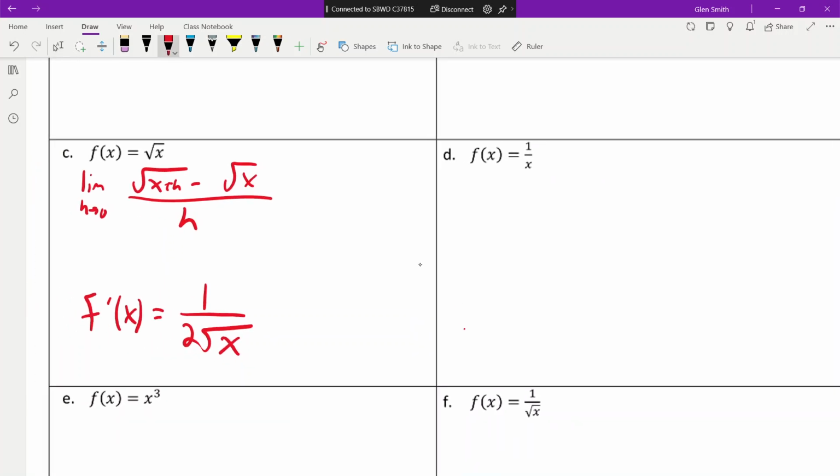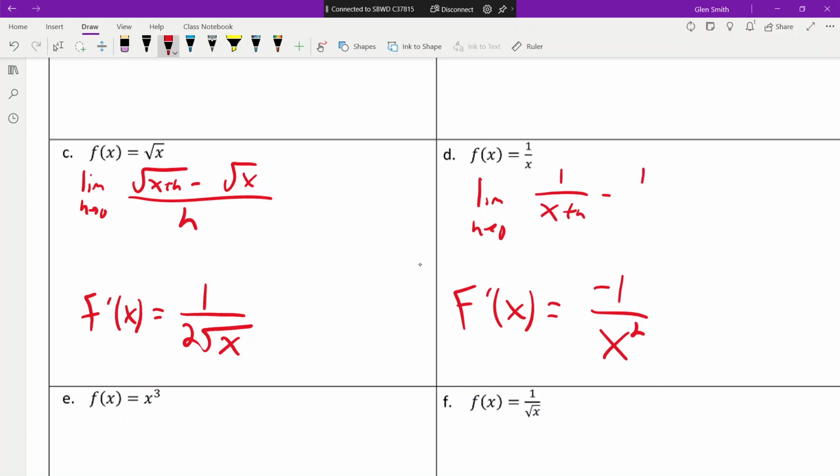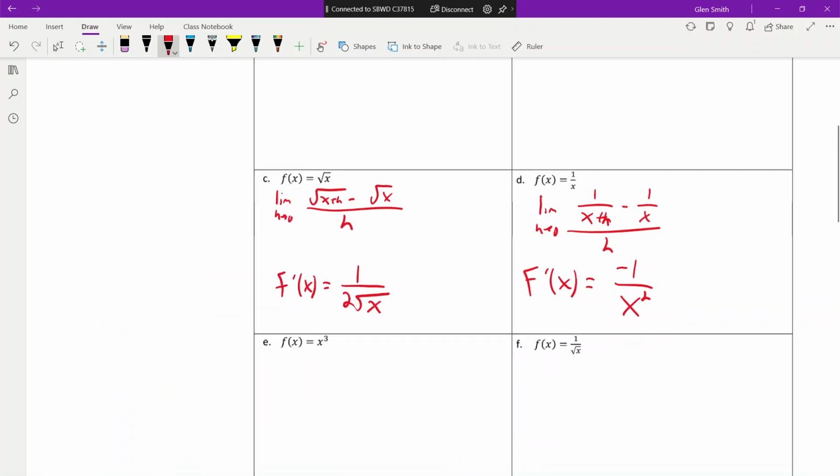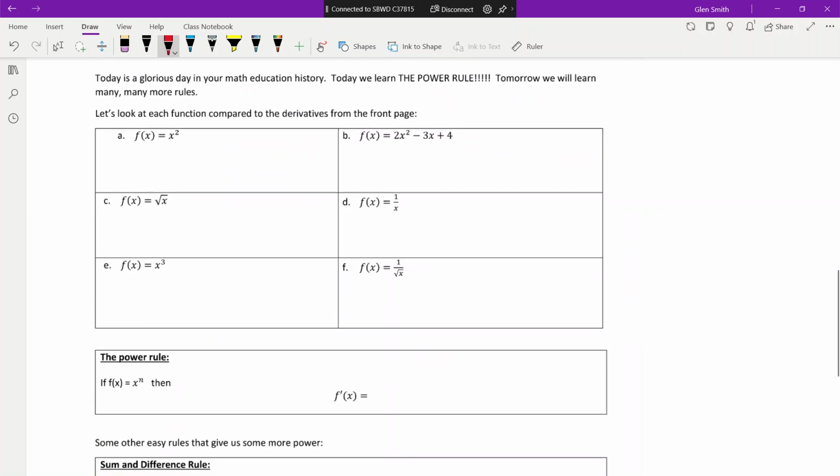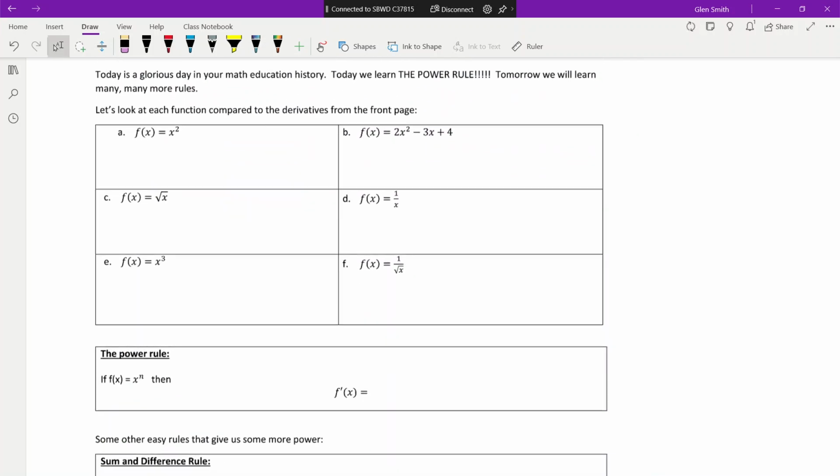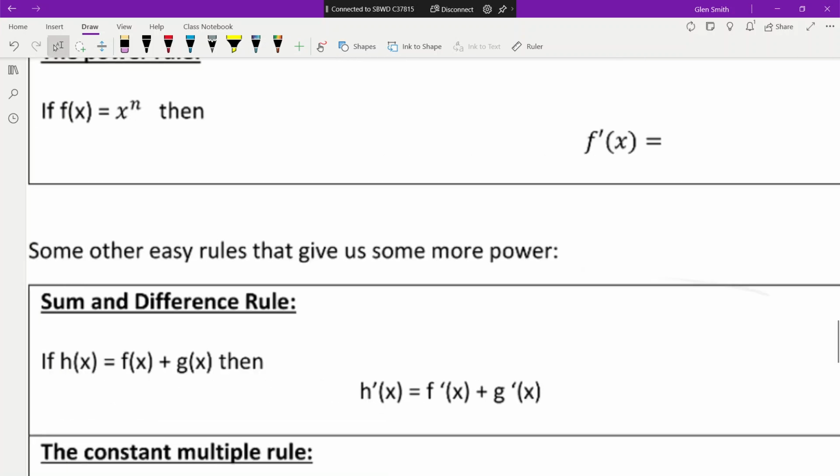Over here, we should have got -1 over x squared. Again, we got a bunch of examples doing that, but the initial setup is this. Can we handle that? There's some others we can try, but we're not going to do all these. Here's what we're going to do. You ready? All right. Here we go.